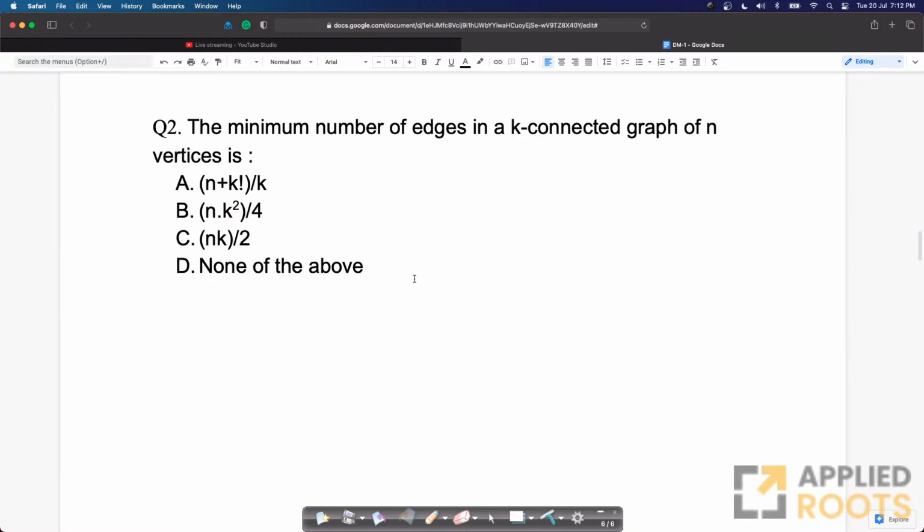Here it is. Very simple, typical 1 mark graph theory question. Very typical of GATE. So this is a typical graph theory question, and typically a 1 mark type of question here. It's an MCQ.